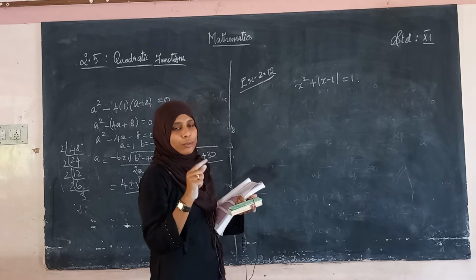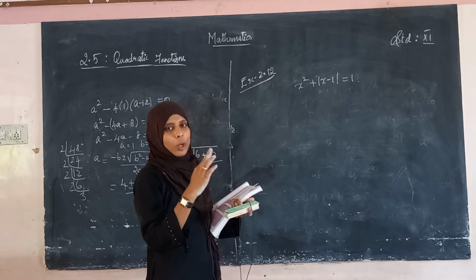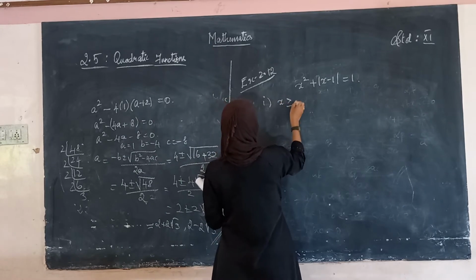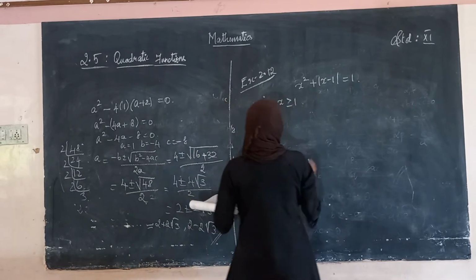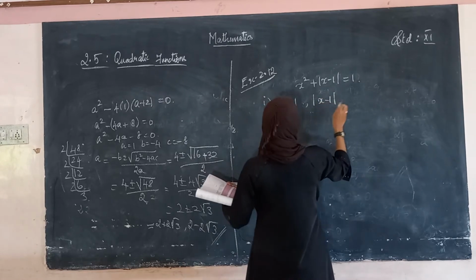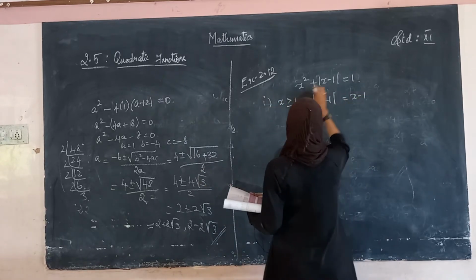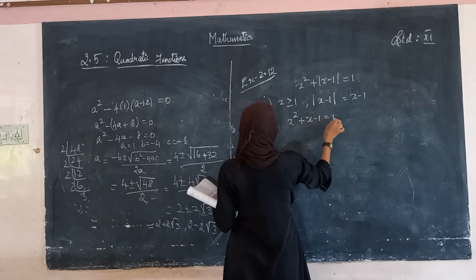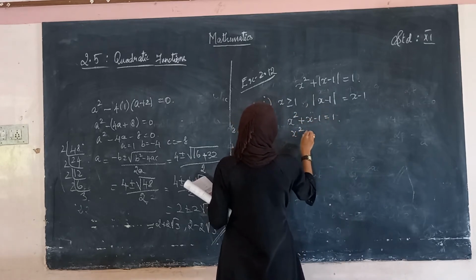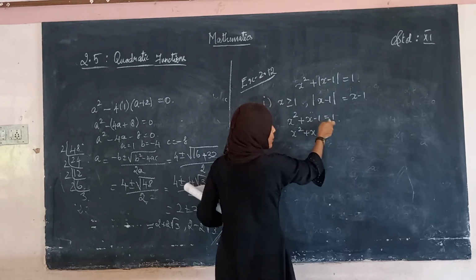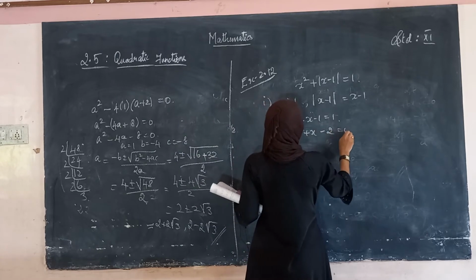Modulus of x minus 1 when x is greater than or equal to 1, and when x is less than 1. The first case is x greater than or equal to 1. Now, what happens here? Modulus of x minus 1 will be equal to x minus 1. The given equation will be x squared plus x minus 1 equal to 1. Therefore, x squared plus x, bring the minus 1 to this side, it becomes minus 1, minus 1 is minus 2, equal to 0.